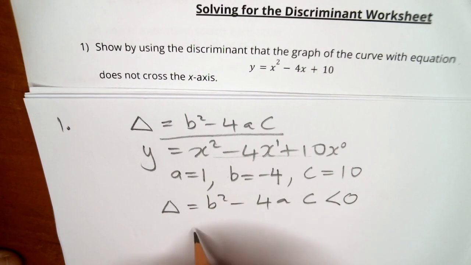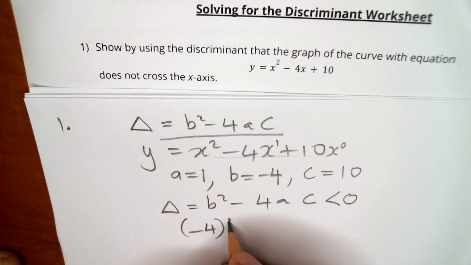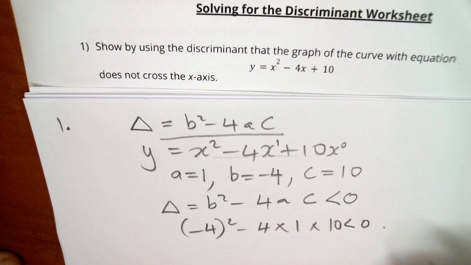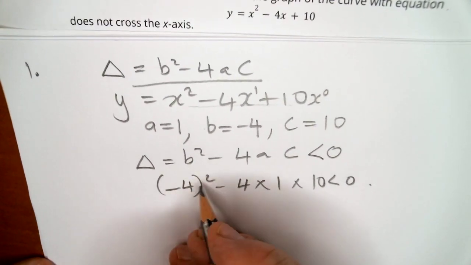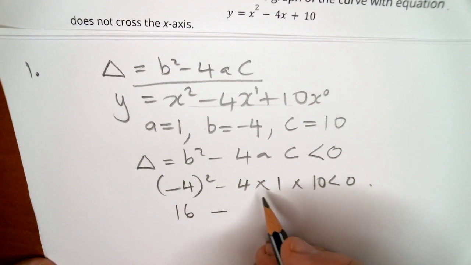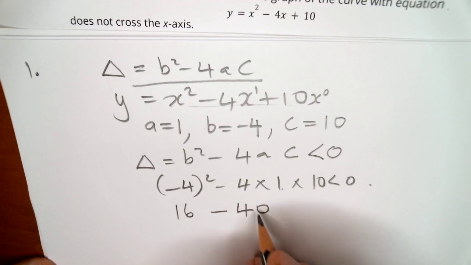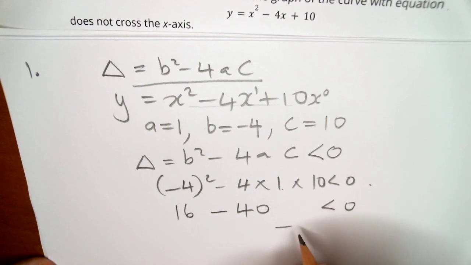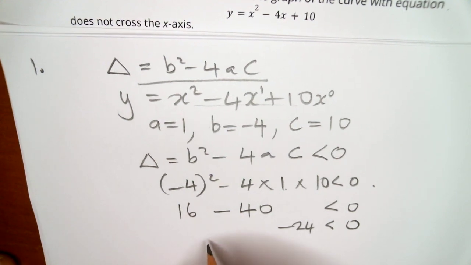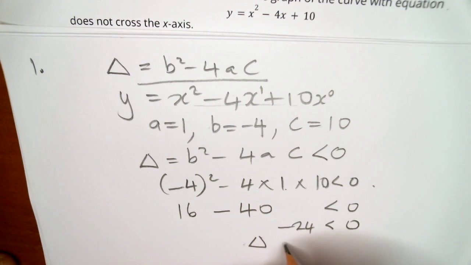B squared, well, that's going to be minus 4 squared, minus 4 times, well, a is 1, c is 10, and that's less than 0. Well, is that less than 0? Negative 4 squared is 16, minus 4 times 1 times 10 is 40. And 16 minus 40 is going to be negative 24. And of course, negative 24 is indeed less than 0. So what we can say here is that the discriminant, in fact, is equal to negative 24.